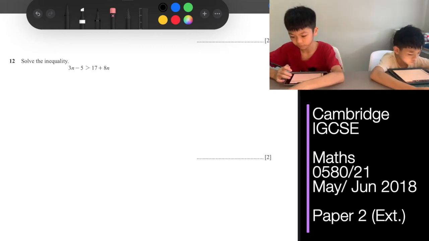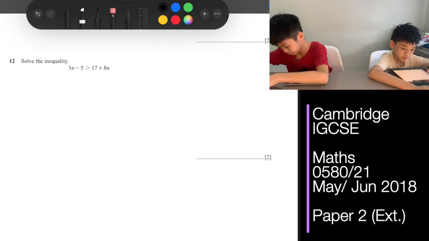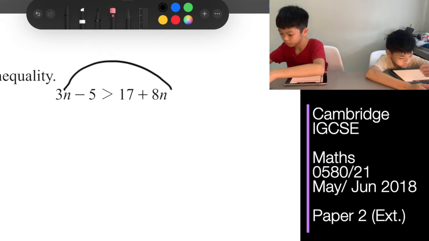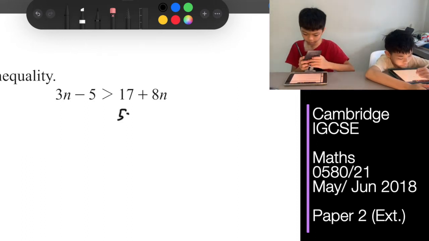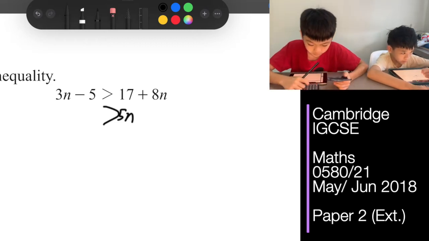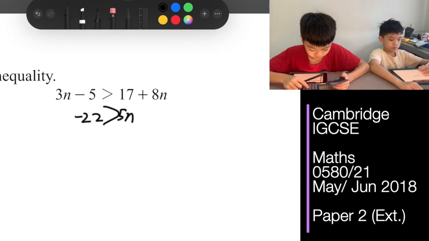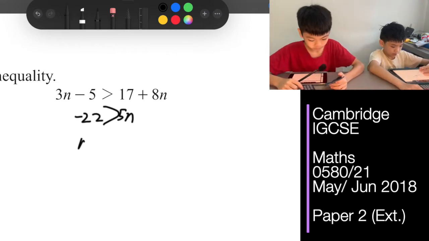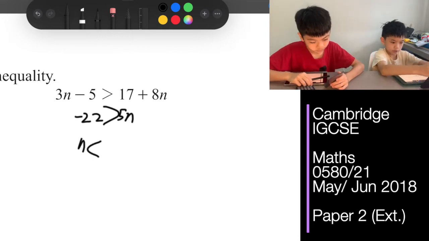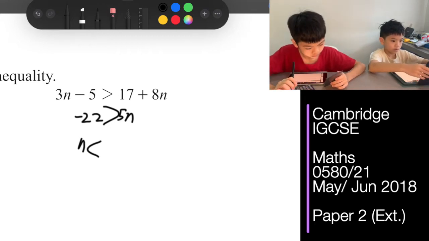Okay, for question 12, we need to solve the inequality 3n minus 5 is bigger than 17 plus 8n. So first, we will move the 3n to the right, and the 17 to the left. Negative 5 minus 17 is negative 22, so n is smaller than negative 22 over 5, which is negative 4.4.